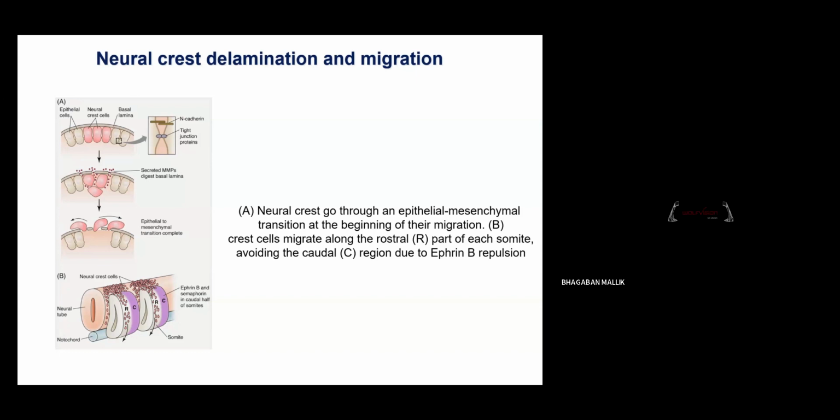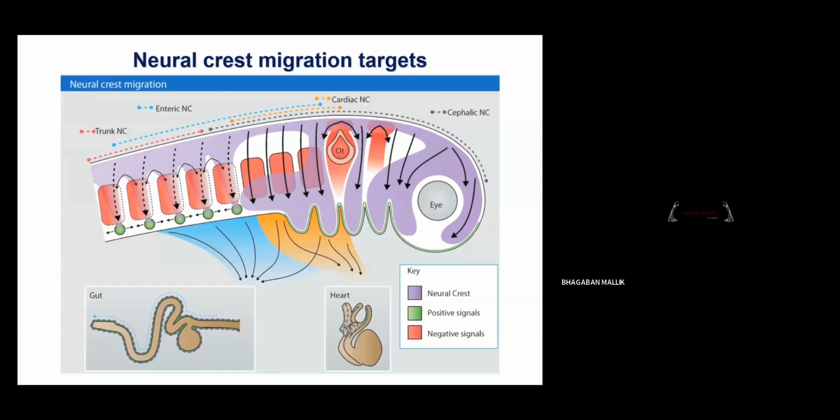Okay. So this is just schematically shown how afferent signals regulate neural crest migration. Then neural crest cells migrate to different parts during development, and so you have cardiac neural crest, which forms structures associated with the heart. Then you have enteric neural crest migration, which forms structures associated with the gut. Then you have trunk neural crest. Then you have cephalic neural crest, cranial neural crest.